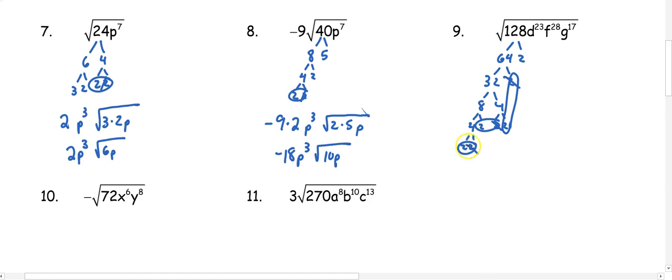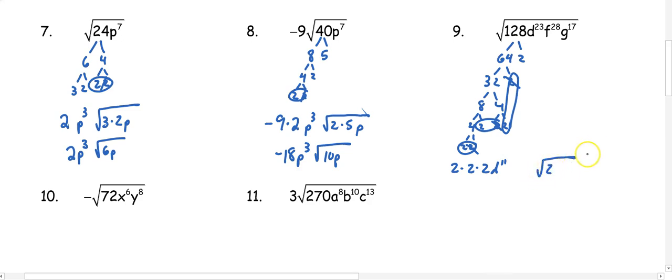All of those are going to multiply out front, so 2 times 2 times 2, and I have another 2 left without a pair under the radical. D to the 23rd is odd, so one of the d's will stay under the square root. 23 minus 1 is 22, and we divide that by 2, we get d to the 11th.